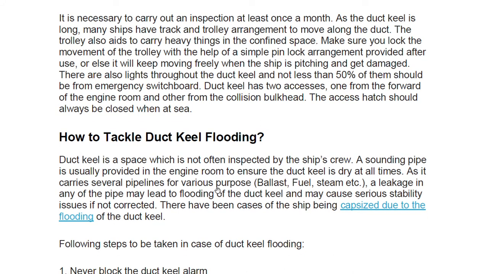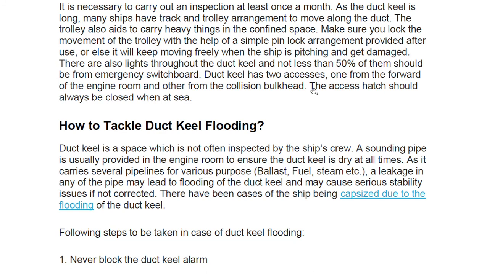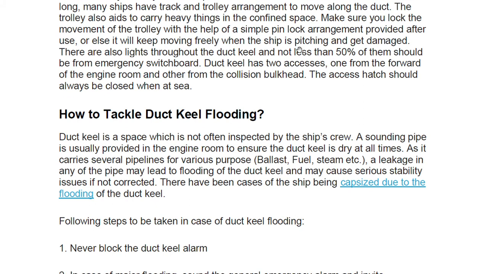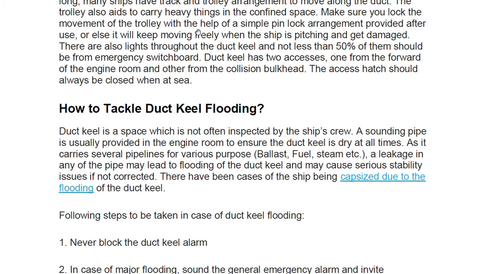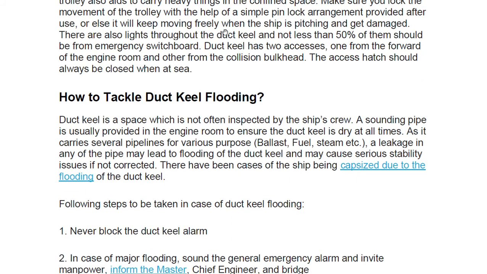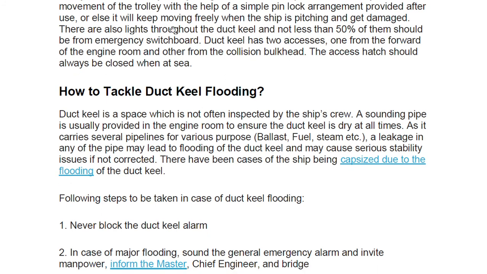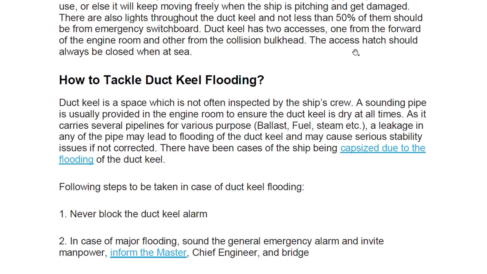As the duct keel is long, many ships have a track and trolley arrangement to move along the duct keel. It runs from the collision bulkhead to the engine room, so you can imagine almost the whole length of the ship. The trolley also aids in carrying heavy things in the confined space. Make sure you lock the movement of the trolley with the help of a simple pin lock arrangement provided after use, or else it will keep moving freely when the ship is pitching and get damaged. There are also lights throughout the duct keel, and not less than 50% of them should be emergency lights from the emergency switchboard.